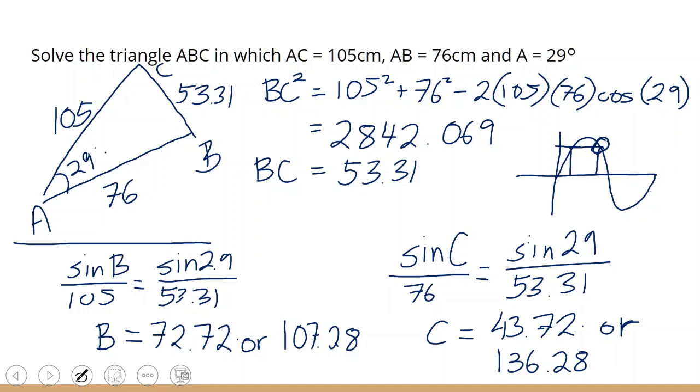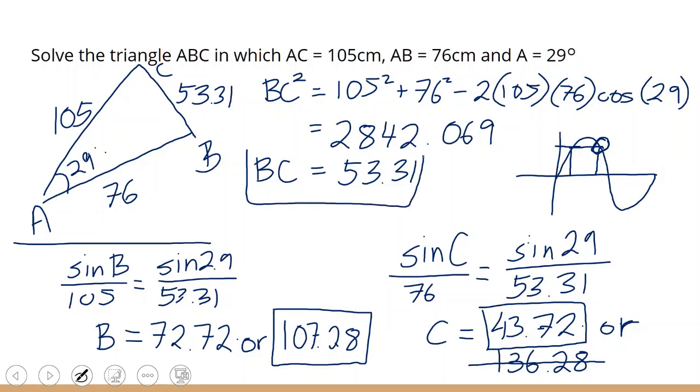So now, looking at these values, I can go ahead and see which one is the correct value. I know 136 can't work. Why? Because then the rest of the calculations will be over 180. So that means C has to be 43.72, and that means B must be 107.28 instead of 72.72. And there we have been able to solve the triangle since we found the missing side and the two missing angles.